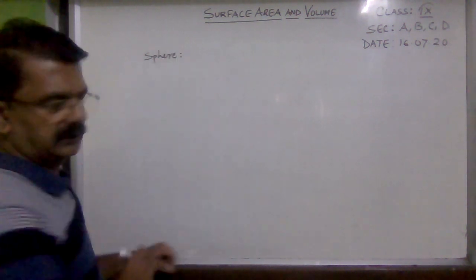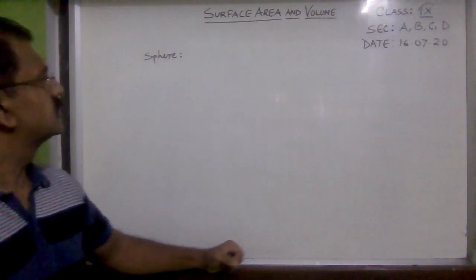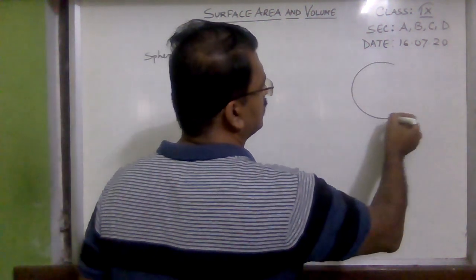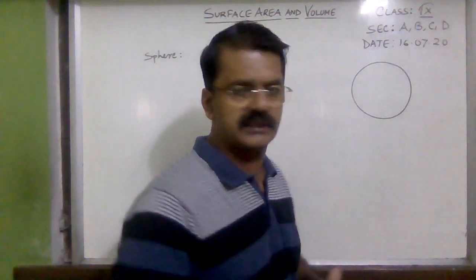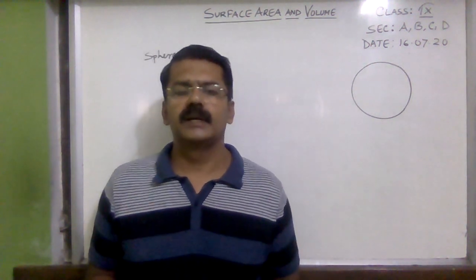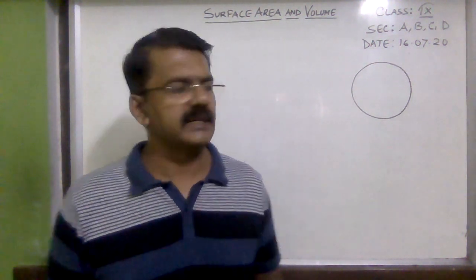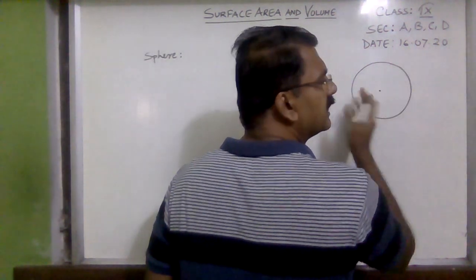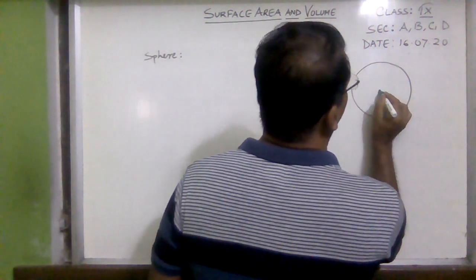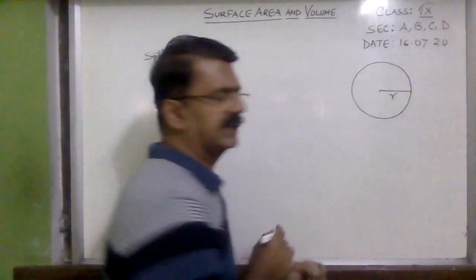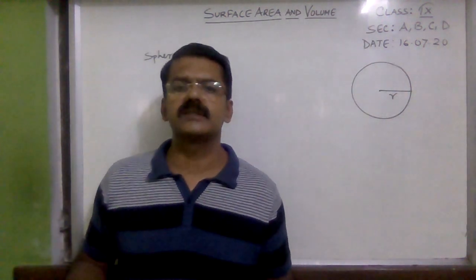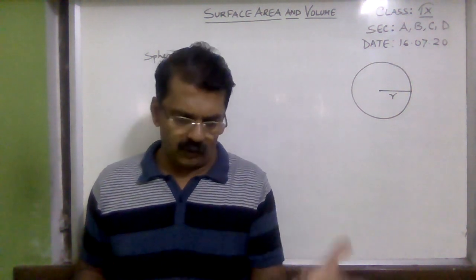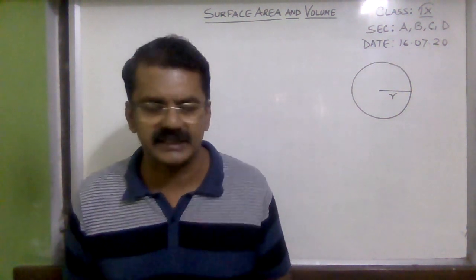Now the sphere. In day-to-day life we see many objects of spherical shape. For example, a football is a sphere. In 2 dimensions a sphere will look like a circle, and let the radius be r. Very simple, there is no height in a sphere because it is the same from all dimensions.